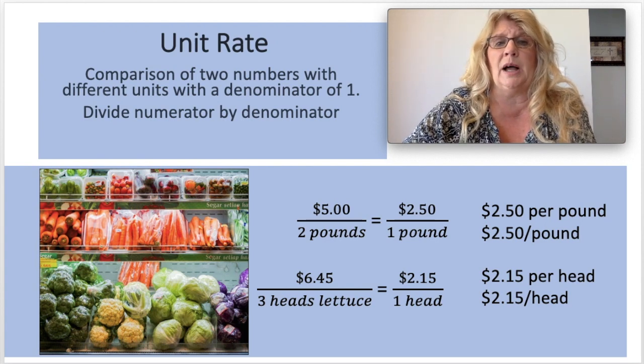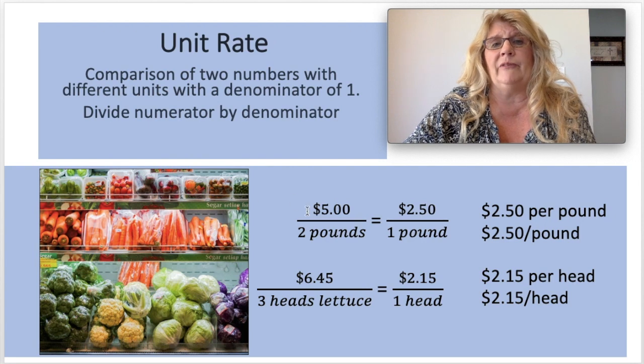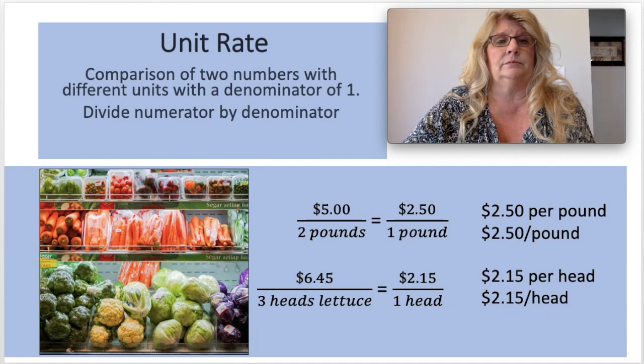Divide the numerator by the denominator. So I have $5 divided by 2 pounds because the line in a fraction means to divide. So 5 divided by 2 is $2.50, and 2 divided by 2 is 1. So $2.50 per pound. And again, multiple ways to write it. The same with the lettuce. $6.45 for 3 heads of lettuce, divide by 3. $6.45 divided by 3 is $2.15. 3 divided by 3 is 1. And again, multiple ways to write it.